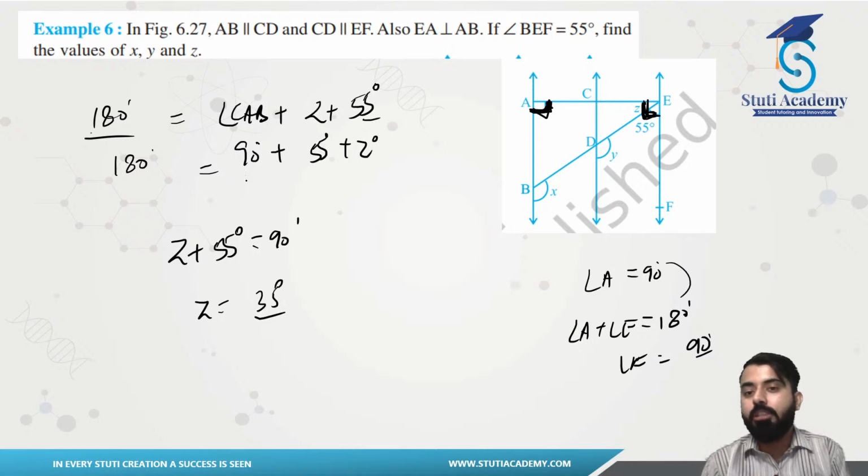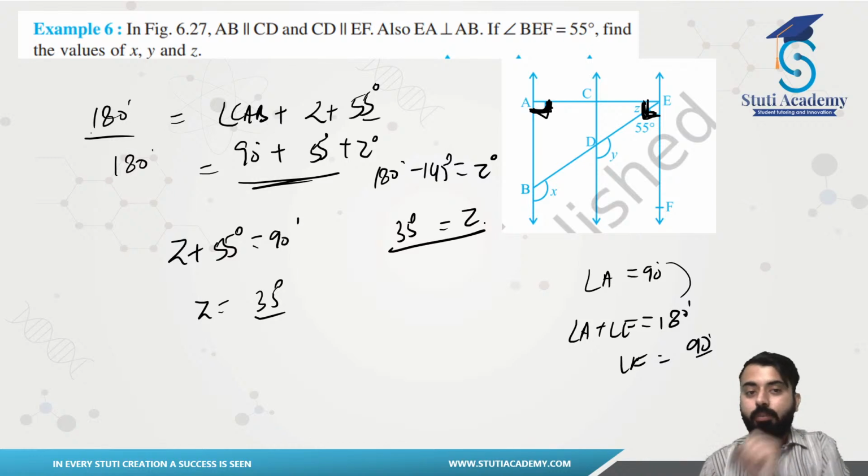That's one way. Or you can just find out Z here. That will also be 135. Sorry, actually 35, right? This will be 145. 180 minus 145, that will be Z. So Z will be what? It will be 35 degrees. That's one way to solve this one.